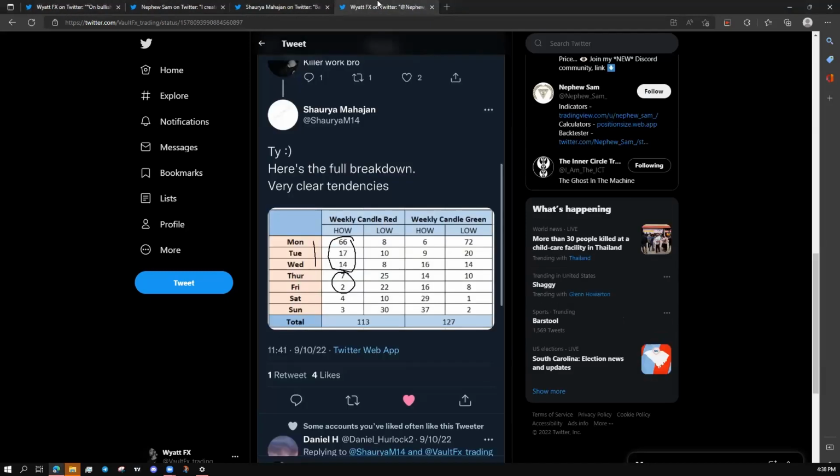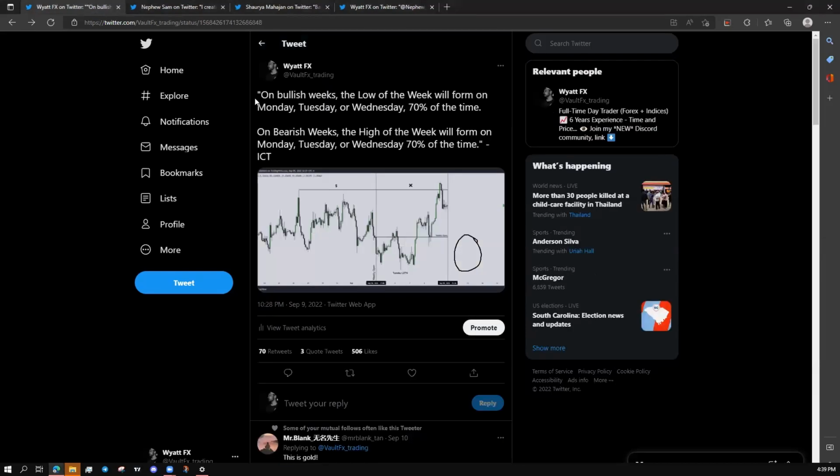Now, if we look on the right, for bullish weeks, weekly candle green, where we should be analyzing the low of the weeks and not counting the highs of the week. If the weekly candle is green or expanded higher, the low of the week formed Monday 72 times, Tuesday 20 times, and Wednesday 14 times. And then a total of 18 for Thursday and Friday combined. So again, when the weekly candle was bullish, the low of the week was formed well over 70% of the time on Monday, Tuesday, or Wednesday, like I said here.